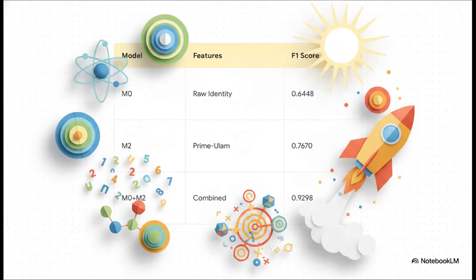And this brilliantly illustrates the massive leap in the AI's predictive power. Look at this. The M0 model, using just the raw identity, scored an F1 score of 0.6448. And remember, 1.0 is perfect accuracy.